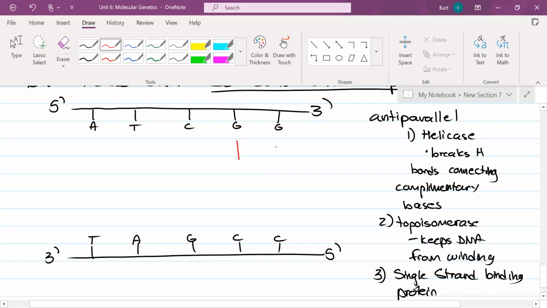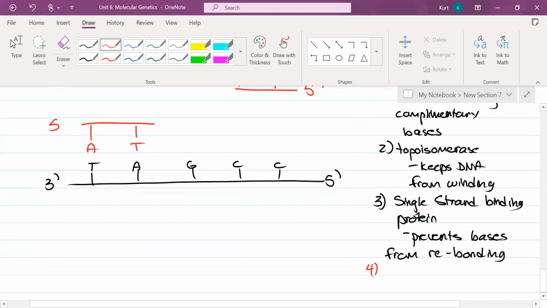So here we're going to have a primer, and it's going to be the 5 prime. So if those are 2 G's, then this is going to be 2 C's. Over here we have a primer. If that's TA, then this is going to be AT. This is done by RNA primase.